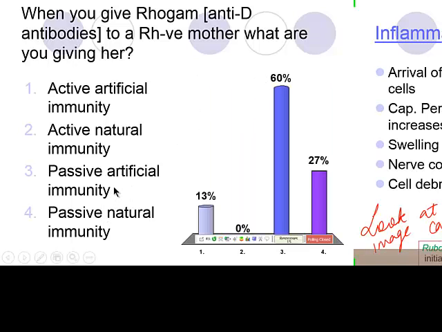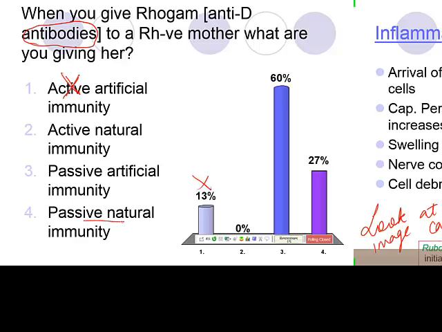Very good. You're giving her passive artificial. Here's how you should have been thinking about this if you got it wrong. You are giving, see, I use the word antibodies. So when you're giving her antibodies, she's passively sitting there and getting the car. Think of it like that. So it cannot be active, because active immunity is when you have to do work. You have to buy the car. That means you have to make the antibodies. Okay, so it shouldn't have been this answer.